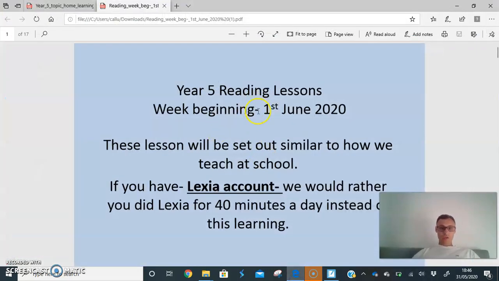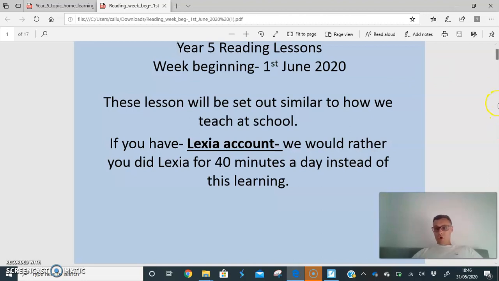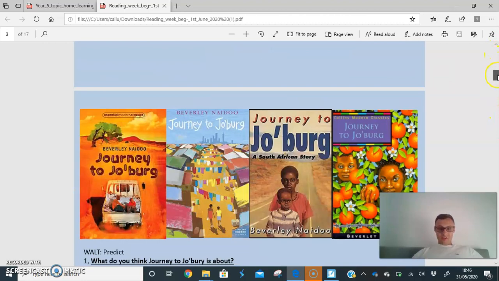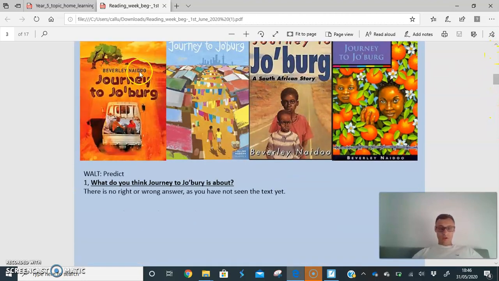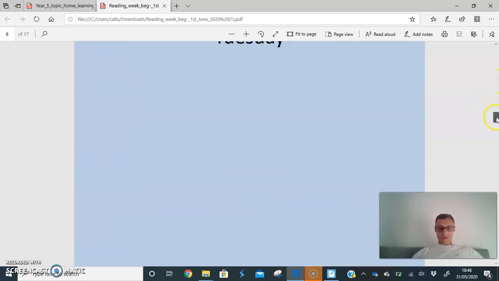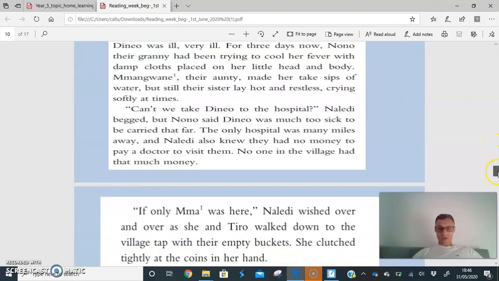Just quickly showing you, this is reading. You've got a PowerPoint, which you've got activities Monday following through. It's a classic children's novel, Journey to Joburg, following through different activities. You're used to doing this on the PowerPoint.